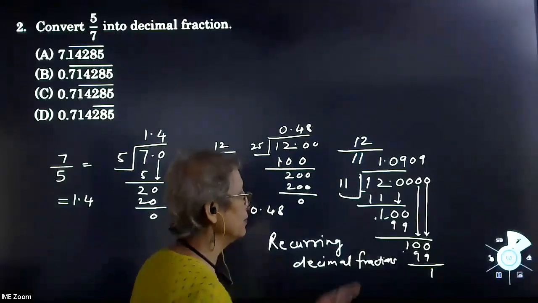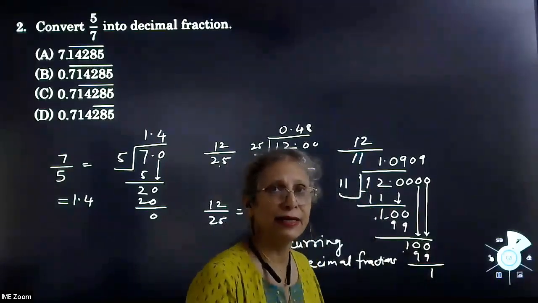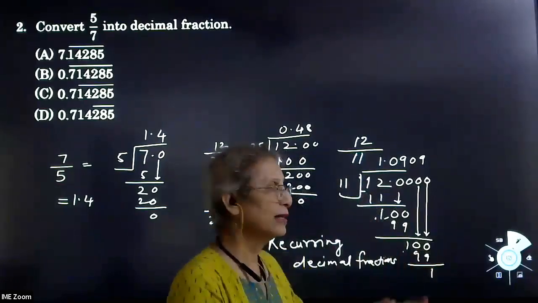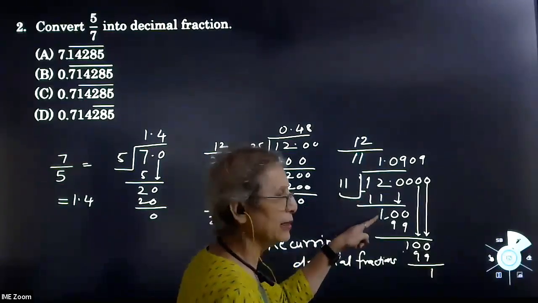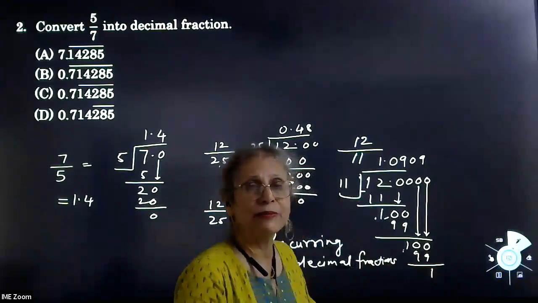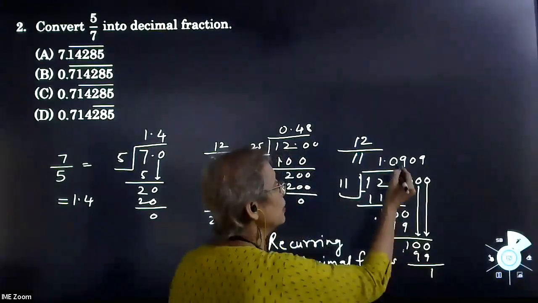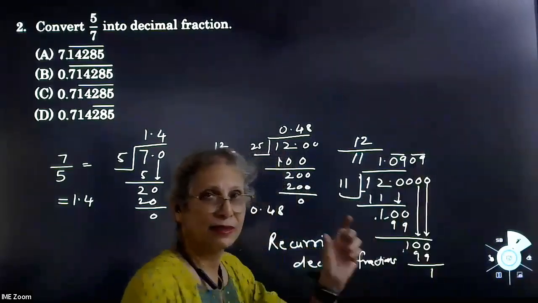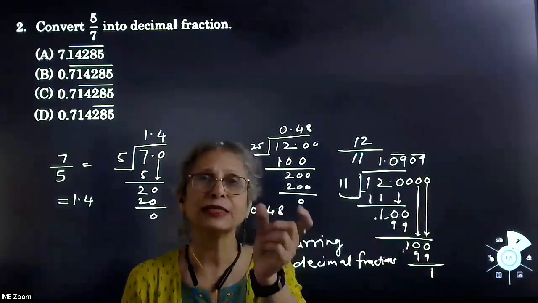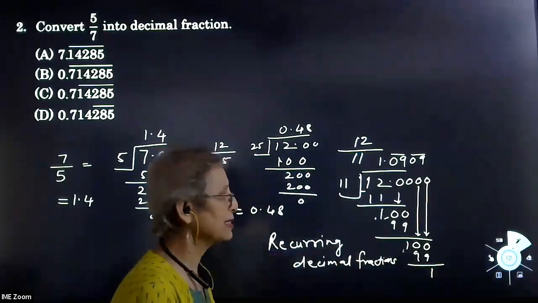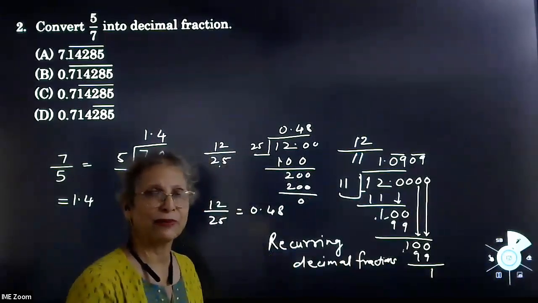Here what happens? If you do division, it will never end. Every time after a certain period, you will get the same remainder. Like here, I have got remainder 1. Here also I got remainder 1. Here also I got remainder 1. Same remainder I am getting and same quotient I am getting here. 09, 09, 09. A group of these two digits reoccurs. That is why these fractions are called recurring decimal fractions.